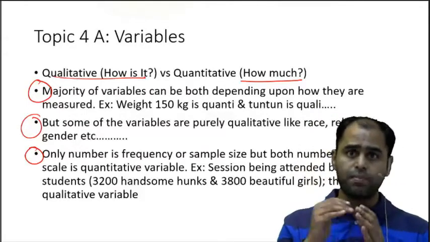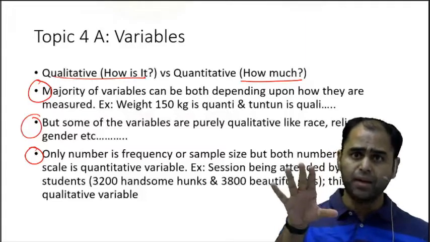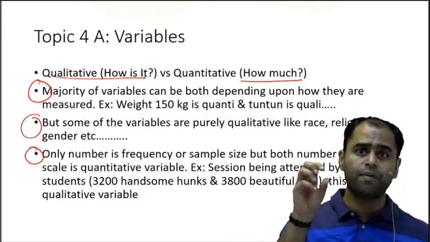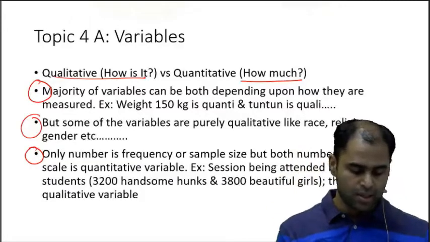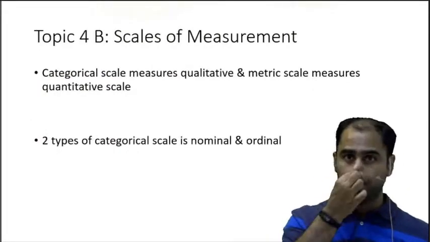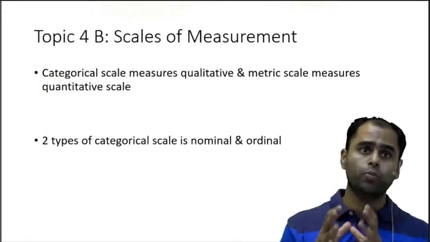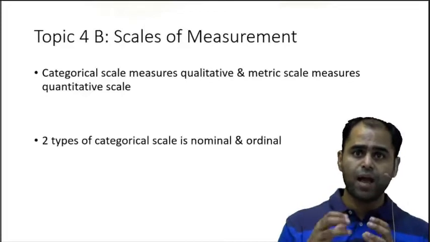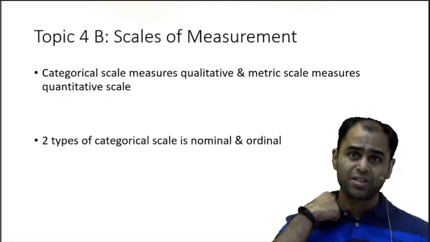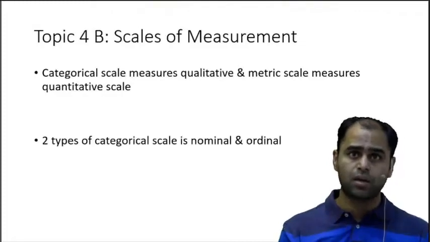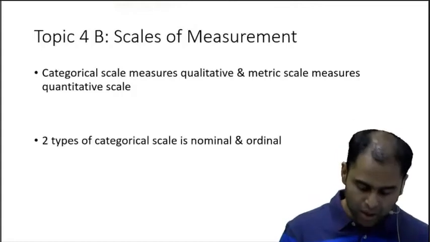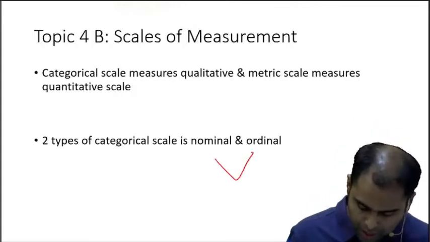Now, what is a metric scale? Metric scale: kg, milliliter, these are examples of metric scale. Yes? Okay. Topic 4b, scale of measurement. How do you measure it? If I measure the qualitative variable, we generally measure it in categorical scale. The quantitative variables are measured in metric. Now, categorical is of two types, nominal and ordinal.